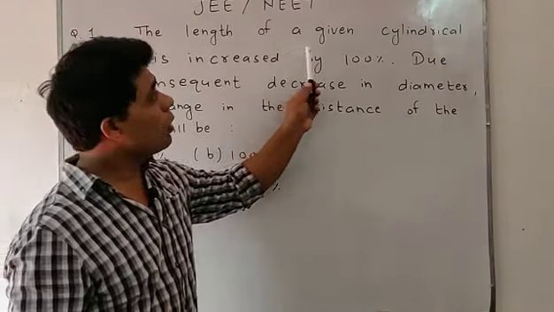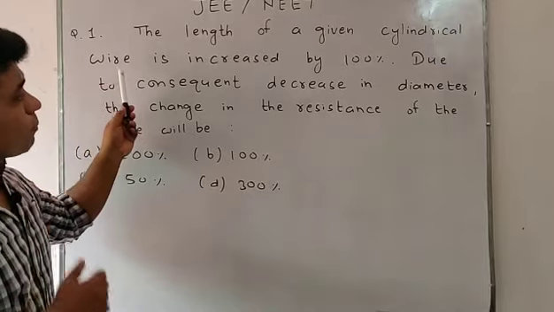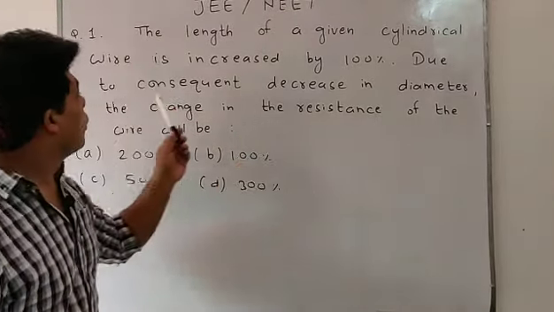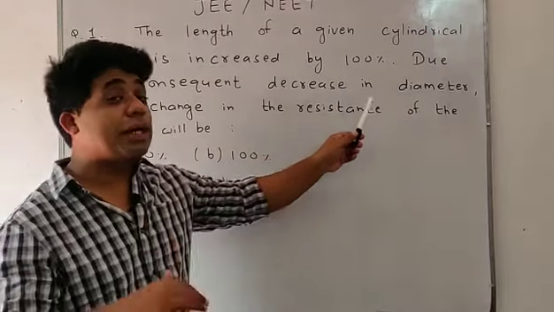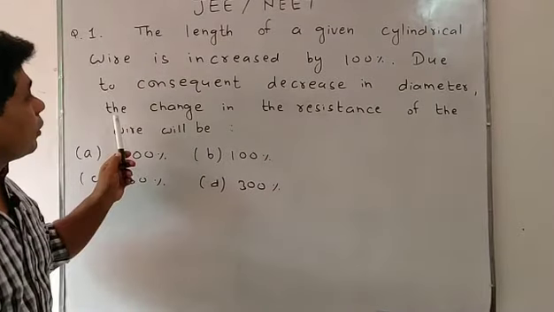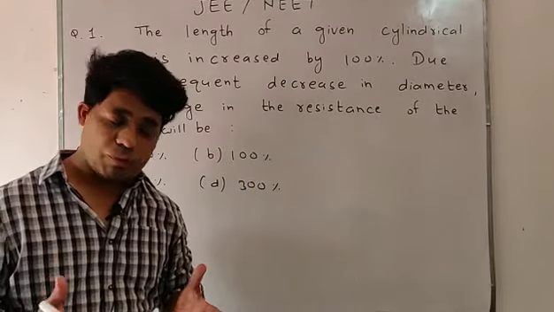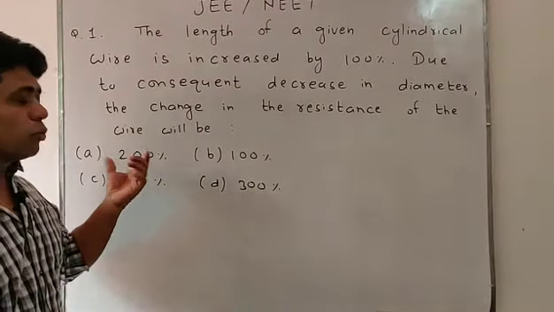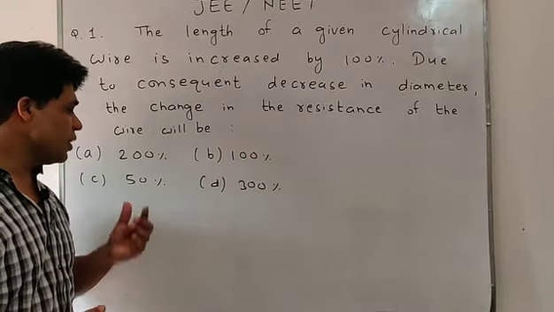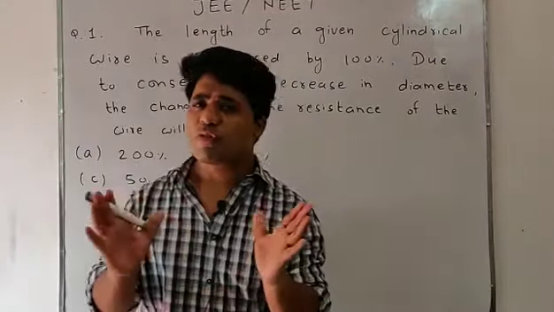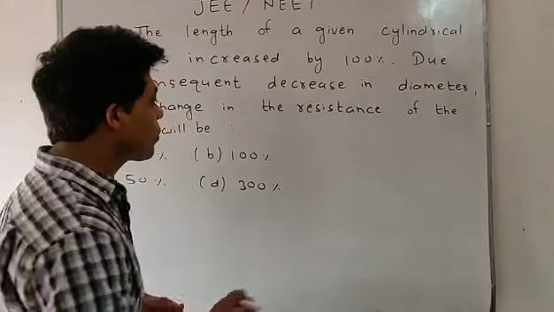The length of a given cylindrical wire is increased by 100%, due to a consequent decrease in diameter. The change in the resistance of the wire will be, we are given four options: 200%, 100%, 50% and 300%. So look, students, first of all I am going to explain the language of this question.